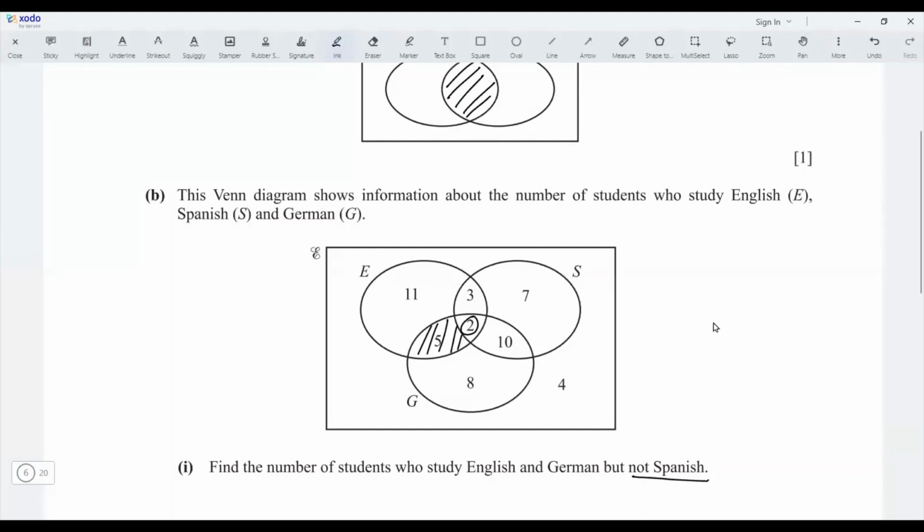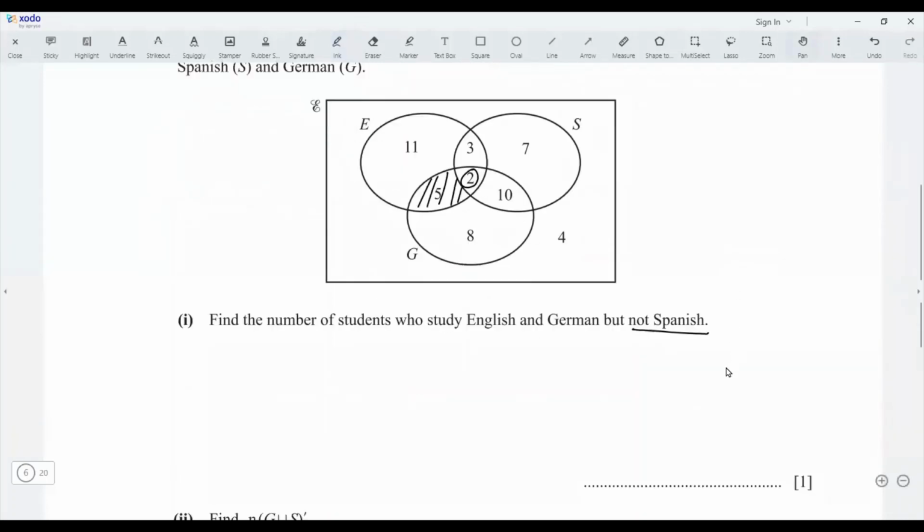So I hope you understand. If you have any queries, if you don't understand this, you can tell me in the chat. It means what is actually being asked. You have to read it not one time, you have to read it twice, thrice, and then you can understand what is actually being asked in the question. They're saying who study English and German. English and German means the common region of English and German is this. But they're saying, but not Spanish. So 2 will be excluded because it is included in Spanish.